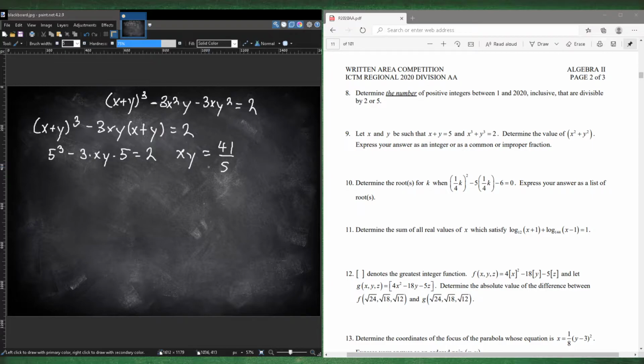Now to find x squared plus y squared, we do the same thing as what we did for the cube. So we have x plus y squared, which gives x squared plus y squared plus 2xy. So we need to take away that 2xy to get x squared plus y squared. x plus y is 5, so that's 5 squared minus 2 times x times y, which is 41 over 5. So that's 5 squared minus 2 times 41 over 5, which gives us our answer, 43 over 5. And that's basically it.